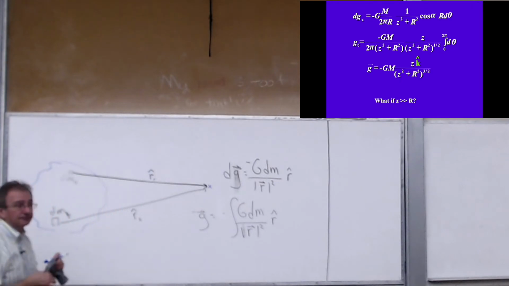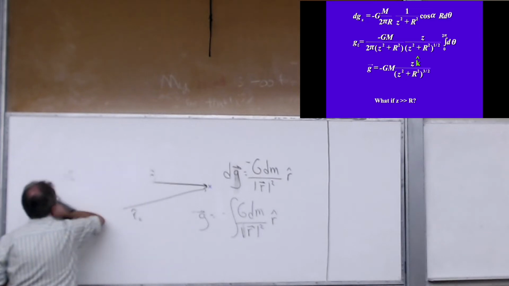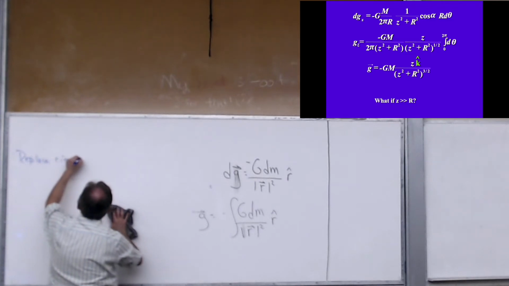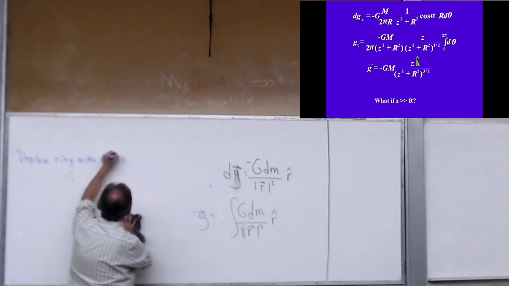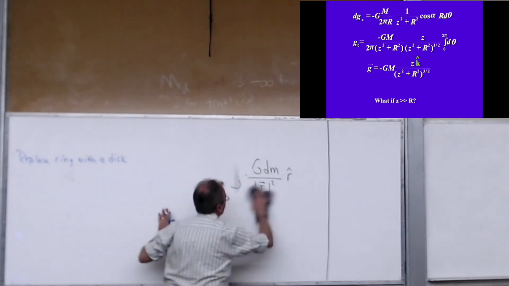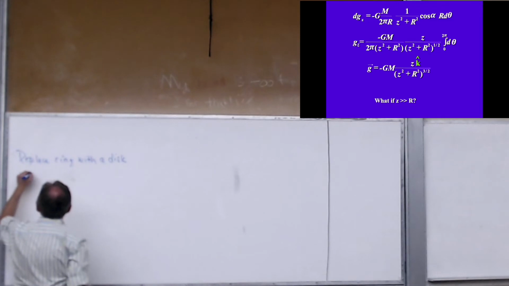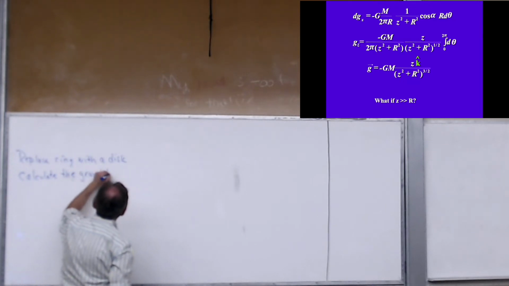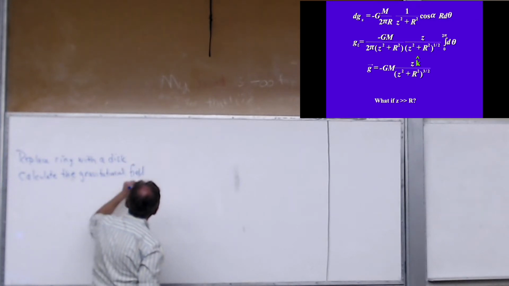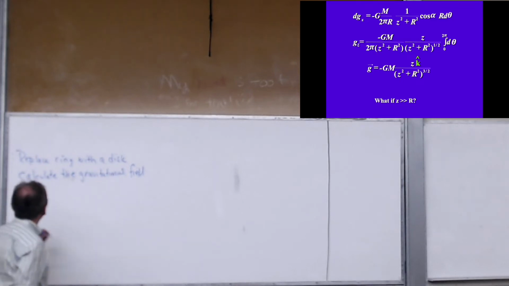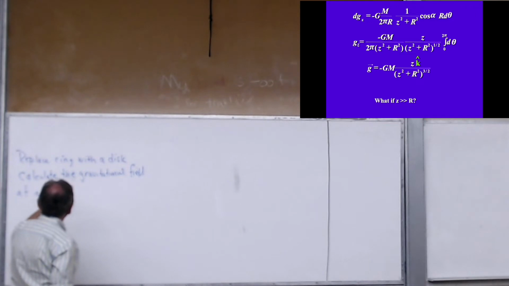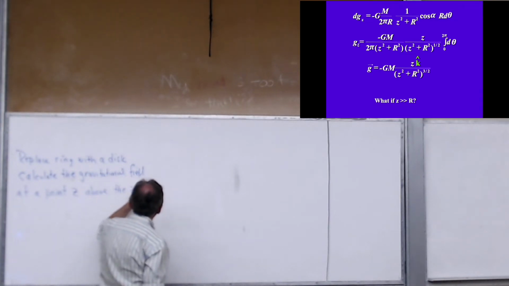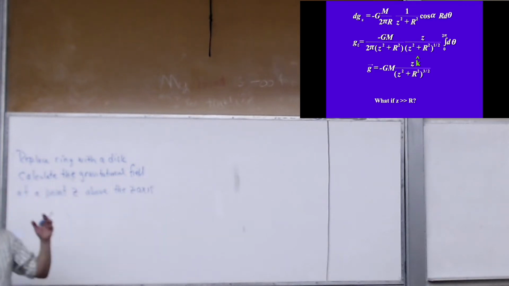Replace the ring with a disc. Calculate the gravitational field above the z-axis. Okay? Again, the disk is centered at the origin.